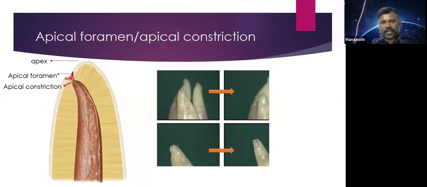buccally, or it will be in the mesial side or in the distal side. It never ends at the apical terminus. So your apical foramen will be the end point of your canal. It will terminate somewhere around this apical portion, not at your radiographic apex.